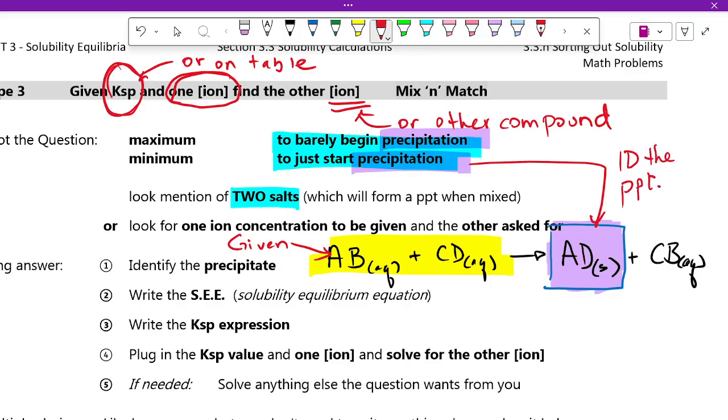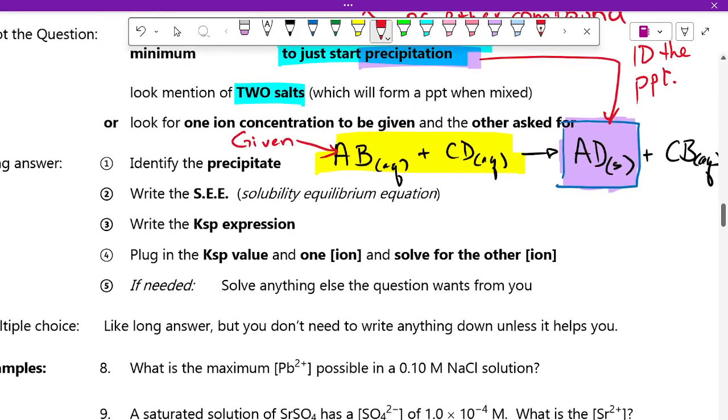Once you've identified the precipitate, like every other question, what are the 2 things you're going to do first? Write the solubility equilibrium equation. Well, you can do the precipitation equation to identify the precipitate. But once you have identified the precipitate, after that, what will you do? Write the SEE and the KSP, and you'll need ion concentrations. So it's always like SEE, KSP, ion concentrations. Those are the big 3. And in this case, you only have one ion concentration, so you'll just solve for the other ion concentration.